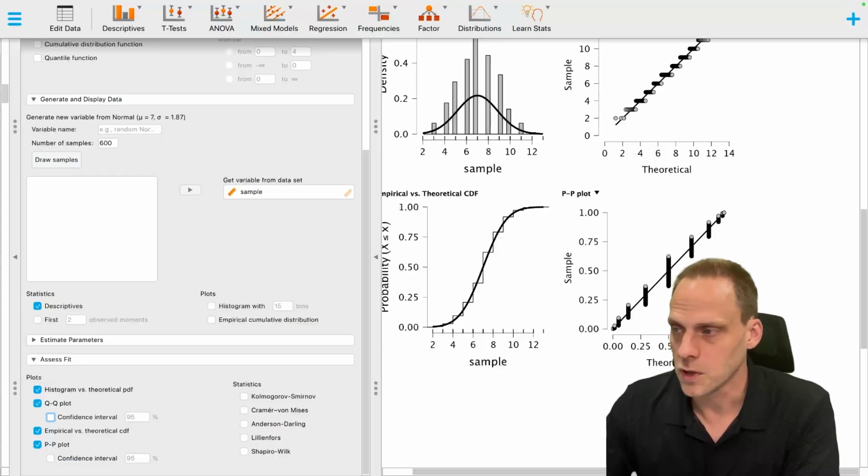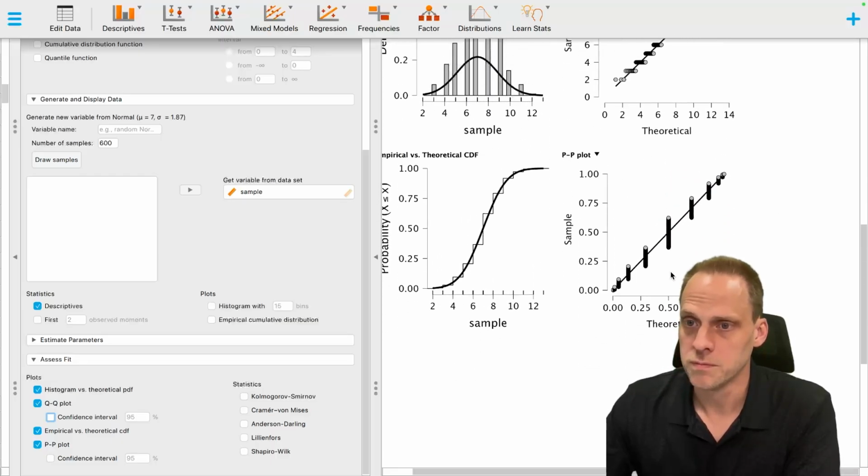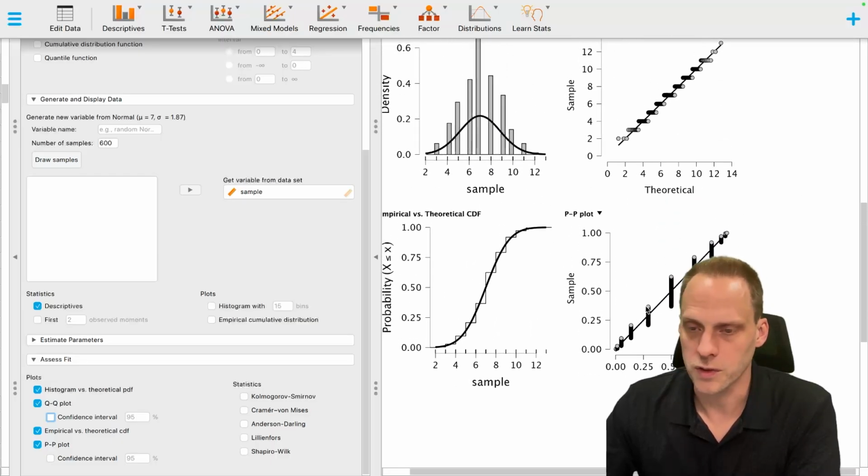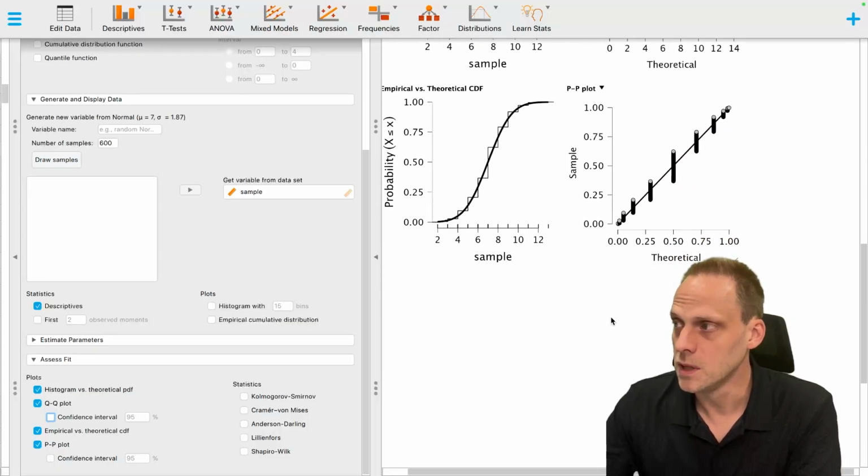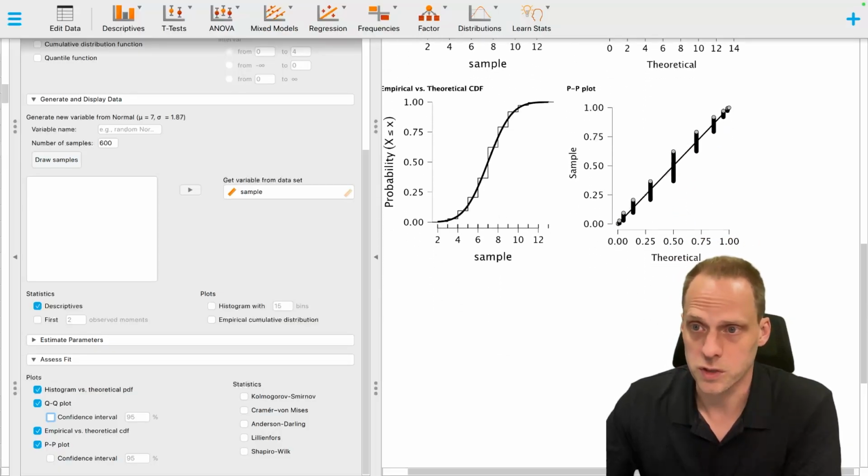Again, we don't see anything happening here. This looks very good. All the points are roughly on the line. We don't see them deviating from the line in some sort of systematic way. So this again looks good and looks normal.